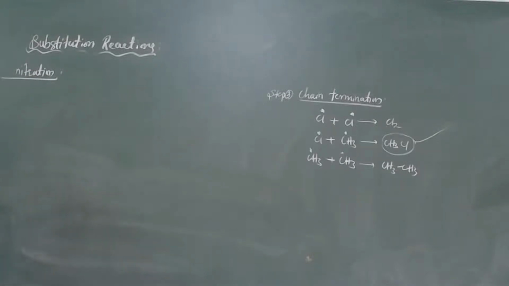Nitration. The reaction which involves the replacement of hydrogen by a nitro group, NO2 group, is called nitration. So in this case, alkanes, that is RH, any alkane, long chain only as the R group. The given alkane may be methane, ethane, propane, butane, or any other.